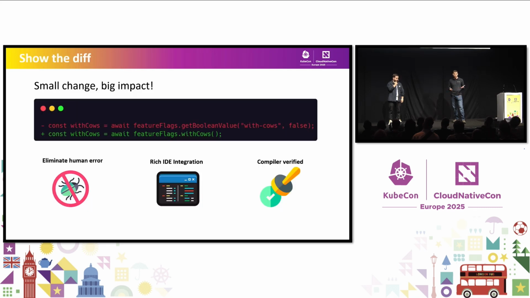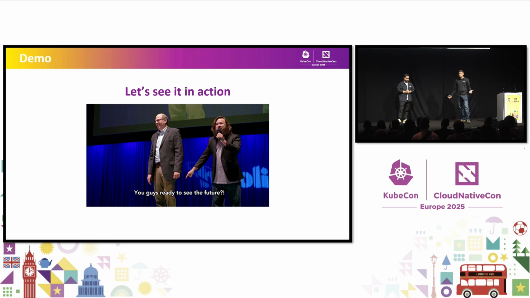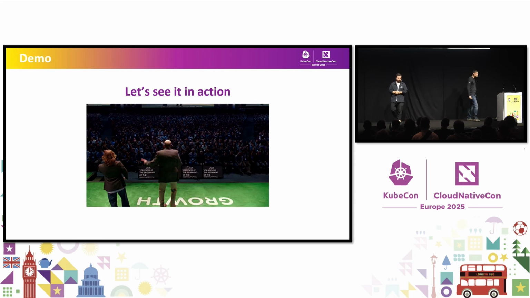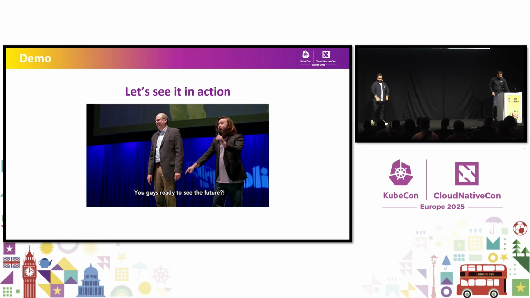So really, it's a small change. It is, but it improves the developer experience quite significantly. You can see at the top, that's what it used to look like, and then down below is the new stuff that we can do with the codegen, and it effectively eliminates human error. It also provides some really rich IDE integrations, and then as Florin mentioned, it basically lets the compiler fight some of our battles in terms of code cleanup and things like that. So let's give it a quick demo. It's usually risky to do a demo at a conference, but we'll see how it goes.